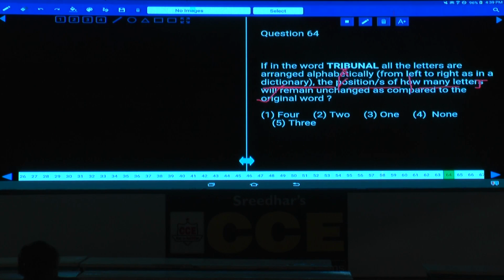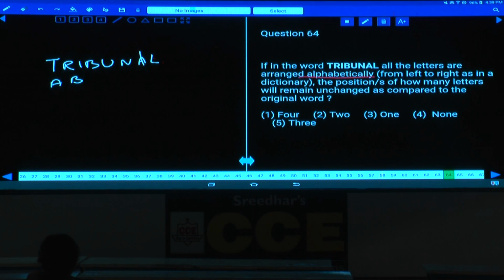Then 64 and 65. Now question number 64, tribunal. In this word tribunal, all the letters are arranged alphabetically from left hand side to right hand side in a dictionary. Alphabetically from left to right means A, B, then what is the next one here? A and B, and next is I, next to I is L, N, R, T. Then what is the question here? How many letters will remain unchanged? Yes, tell me how many letters will remain unchanged?